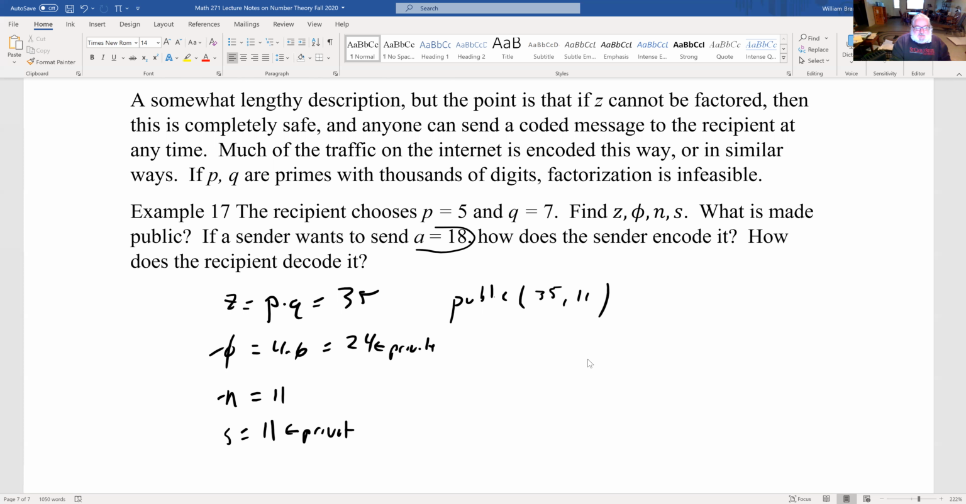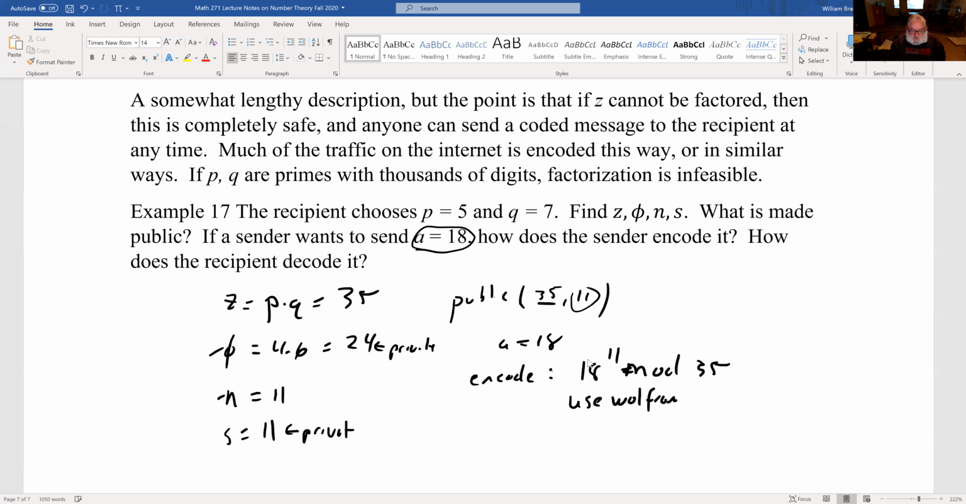So the sender wants to send A equals 18. That's the message. We want to encode that. So we say, okay, we'll take 18 raised to the n, which is 11, mod 35. So 18 raised to the power 11 mod 35, which means take 18, raise it to the 11th power, and find the remainder when you divide it by 35.